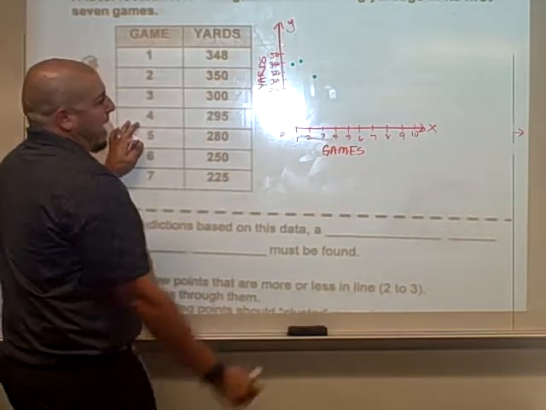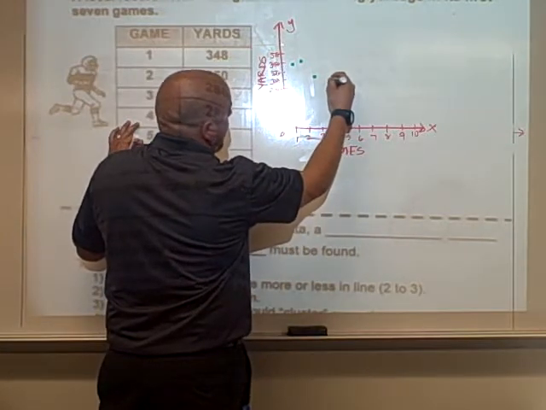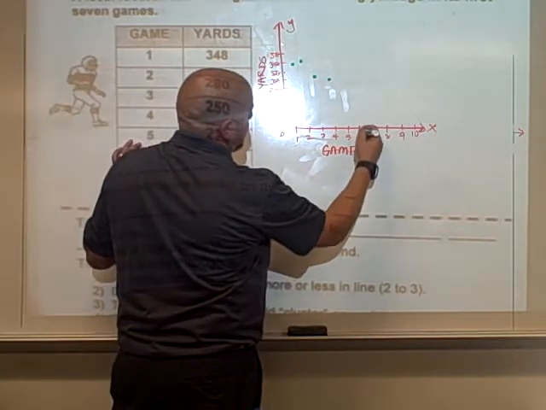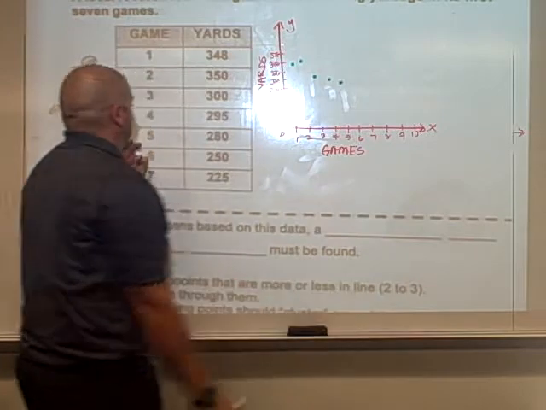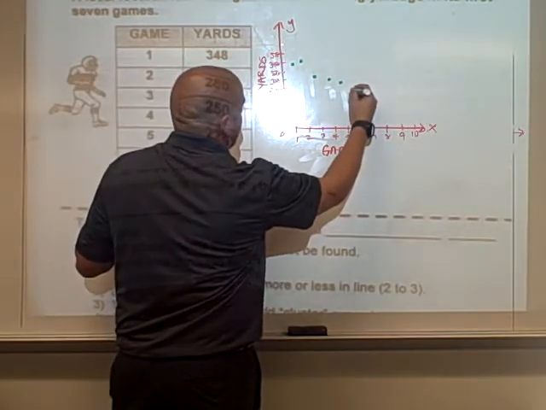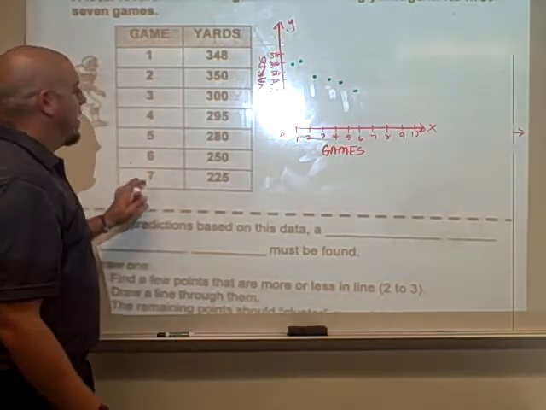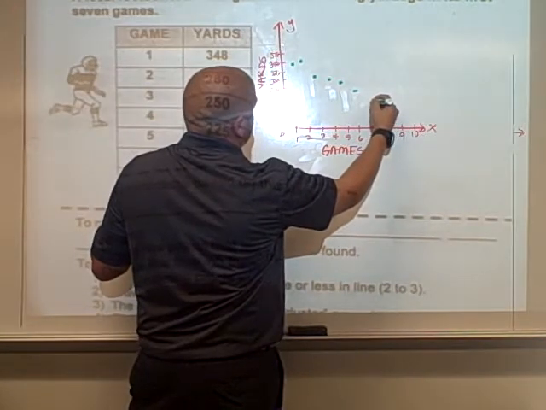Okay? Game 4, we dropped to 295, just a little bit under 300. Game 5, we dropped down to 280, which we're going to put right above the 275 tick mark. Game 6, we're at 250. You can see that this team is not getting better. As the season goes on, they're getting worse. And game 7, we're down to 225.